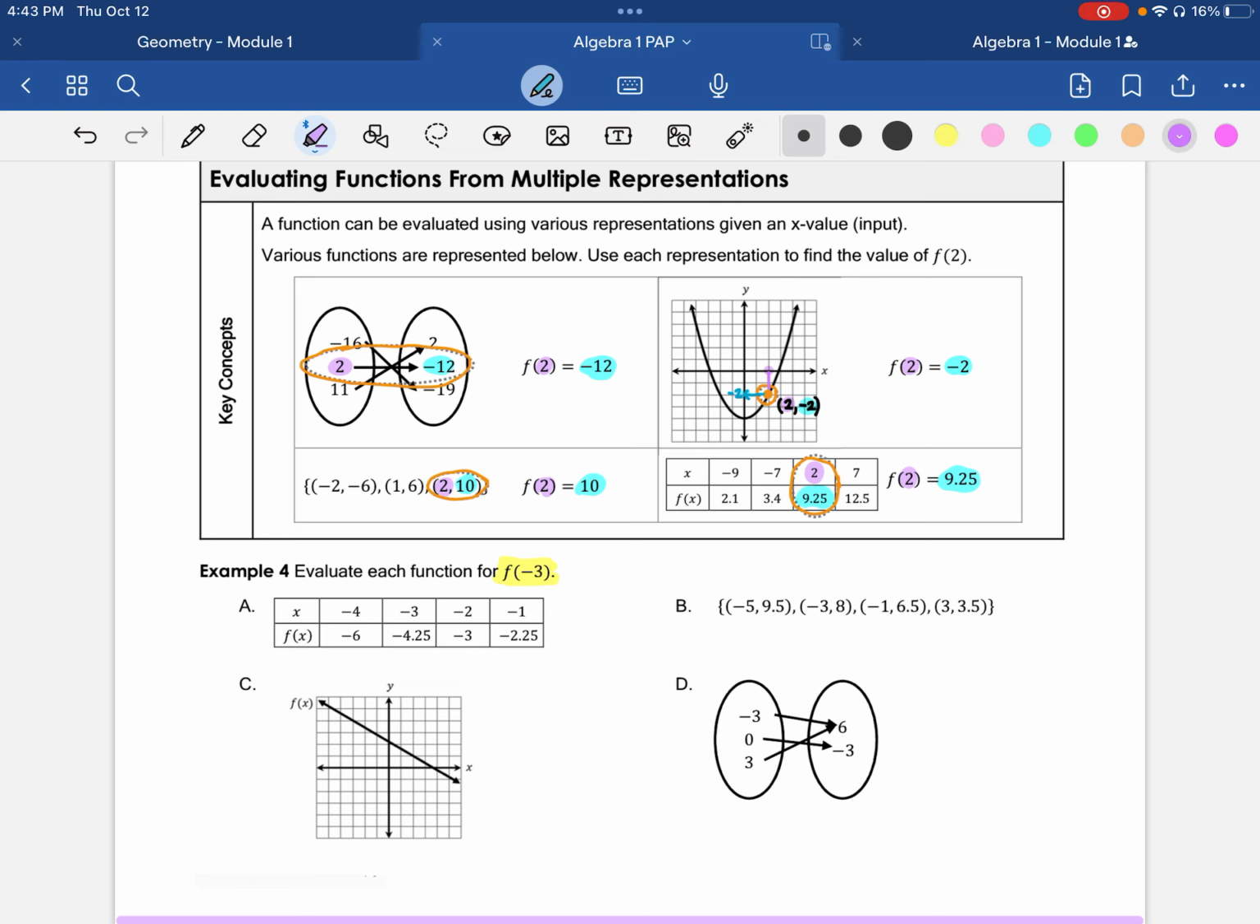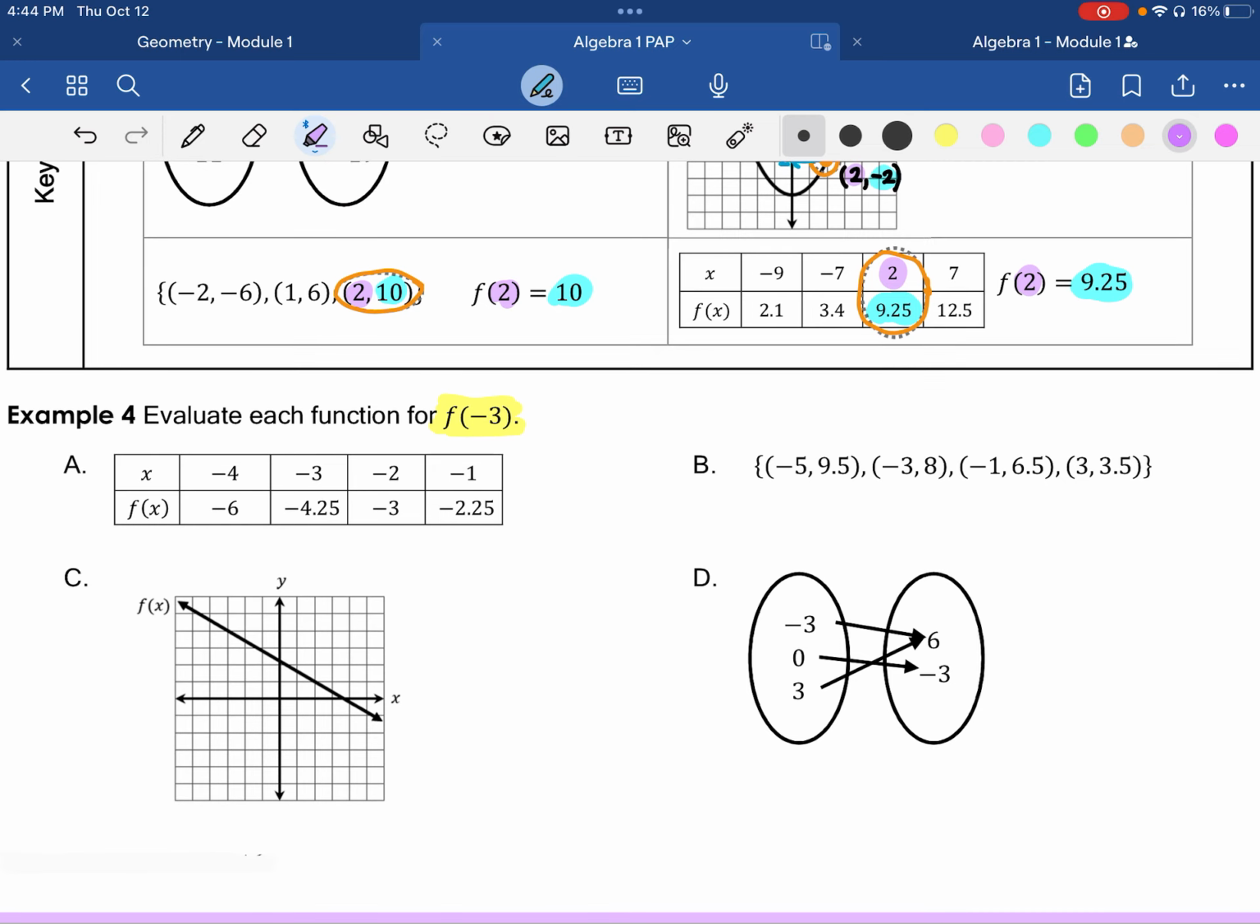Now, you could very easily go ahead and do A, B, and D. A, B, and D are pretty easy and straightforward to find. Remember, you're finding where x is negative 3, and then the y value is your answer. So I'm going to go ahead and slowly go through these. See if you can find the answer for C and D for me. All right, I hope you went ahead and found these answers right here.